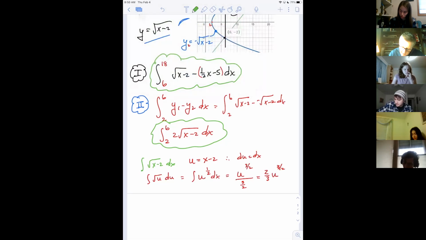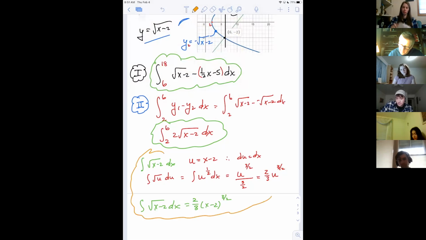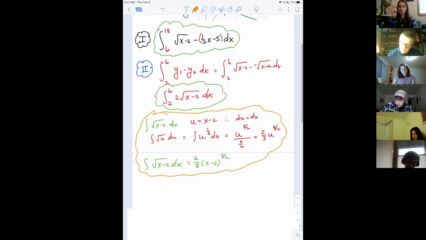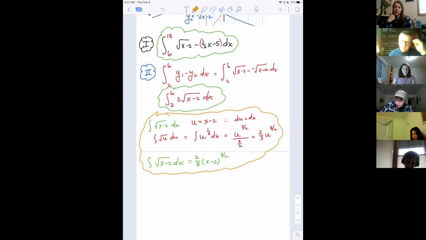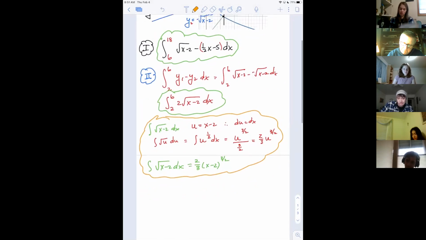So now substituting back, you could then say the integral of the square root of x minus 2 dx is actually equal to 2/3 times x minus 2 to the 3/2 power. So if it comes up as a part of the problem, I have this little side work that I made. So now I know how to take the integral of the square root of x minus 2. Okay, so let's go do it.